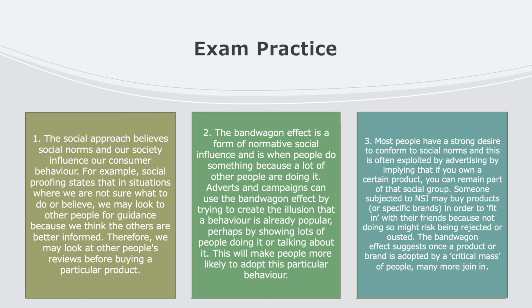If you've only explained 1, then you can only get 1 mark. If you've explained 2, no matter how wonderful the explanations were, you can only get 2 marks, because it told you to describe 3. So I've described social norms, normative social influence, and the bandwagon effect. But you might have explained social proof as well, which is absolutely fine, as long as you've related it back to consumer behaviour.